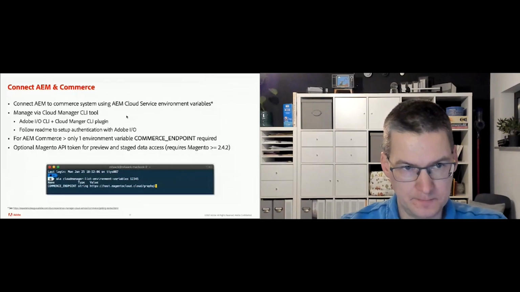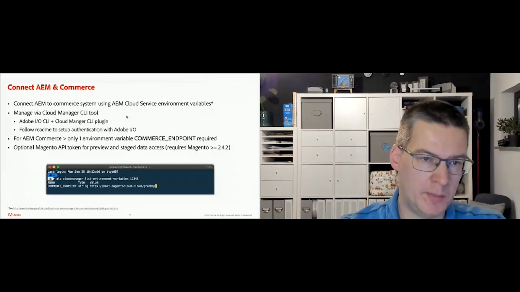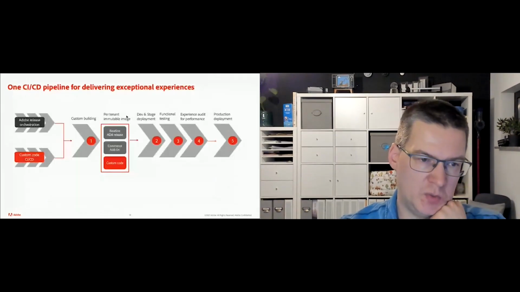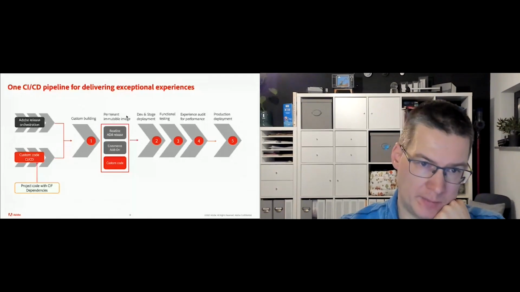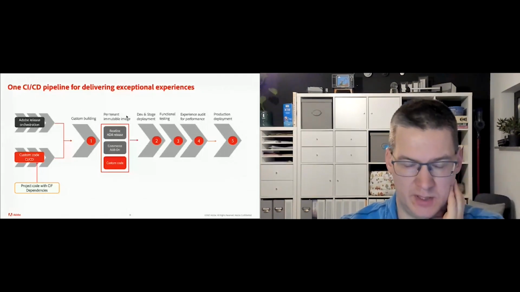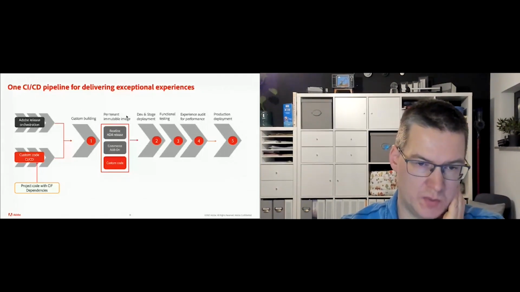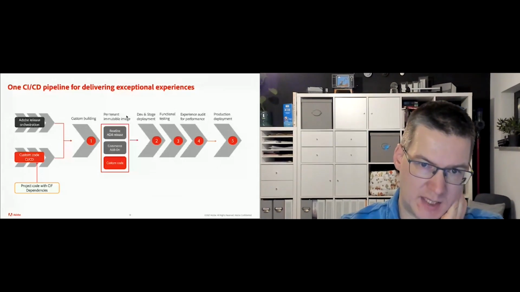Once this is done, the next step is running a pipeline. And running a pipeline is basically, you provide a project code as part of your AEM Cloud Service project. Once you push this to the Git repo, the pipeline will start with step 1, which is custom build. The Maven build is building a project, and assuming the Maven build succeeds, the pipeline will move to the next step, which is building the AEM base image.